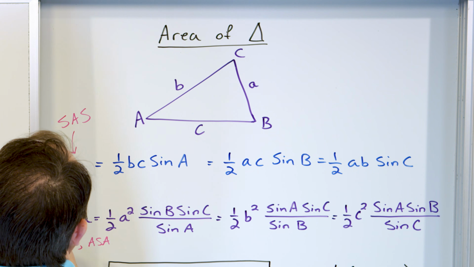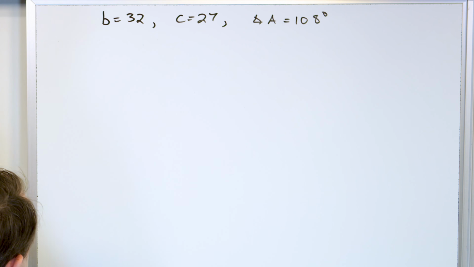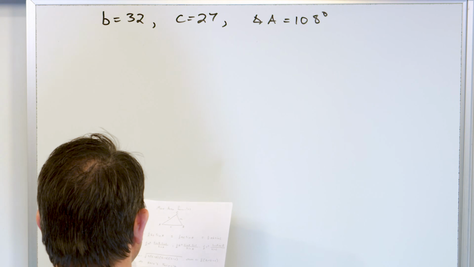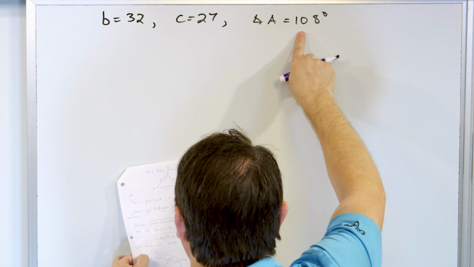But instead of just copying a formula, that's boring. Let's figure out where it comes from, and that's what we're going to do. So we're going to draw this guy here. Now this is an obtuse angle.